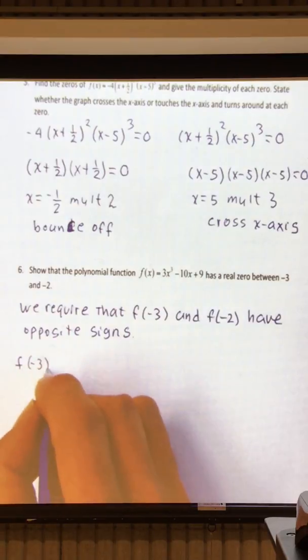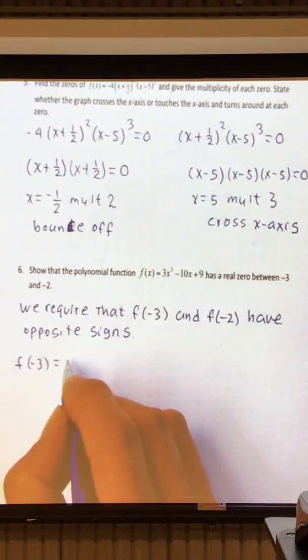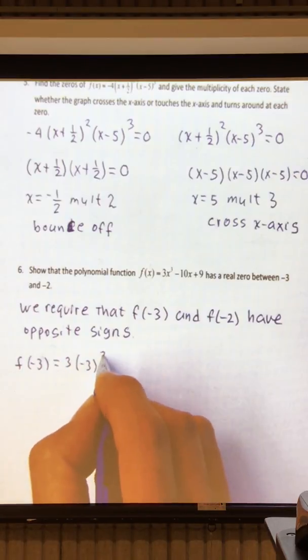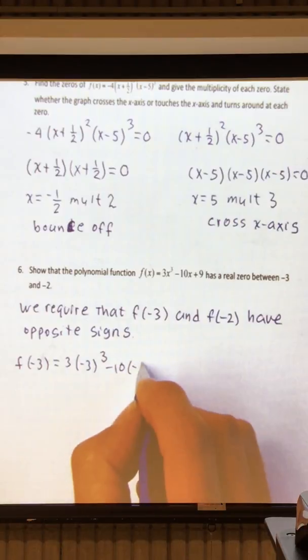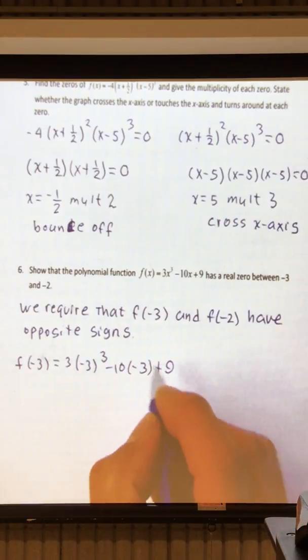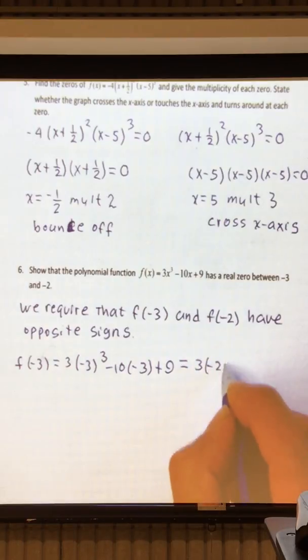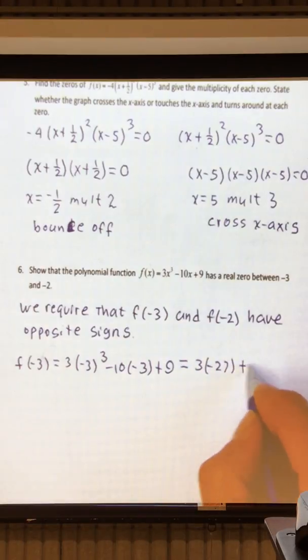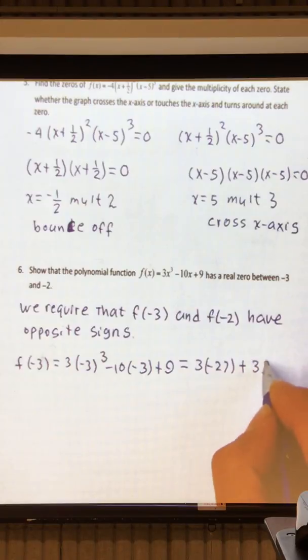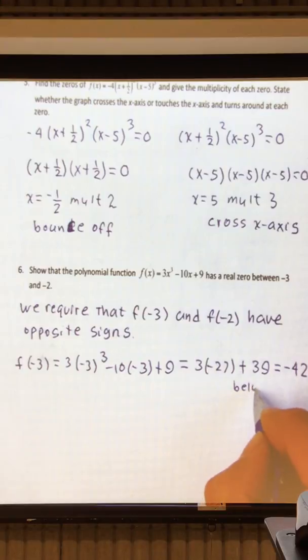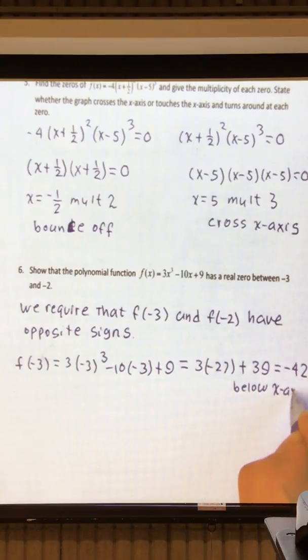So we'll find the y value at -3, substituting -3 in for x, giving us 3 times -3 cubed minus 10 times -3 plus 9. And that will give us 3 times -27 plus 30 plus 9, 39. And that result will be -42. So that is below the x-axis.